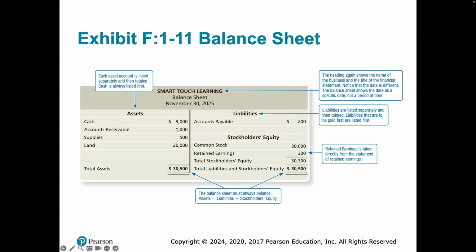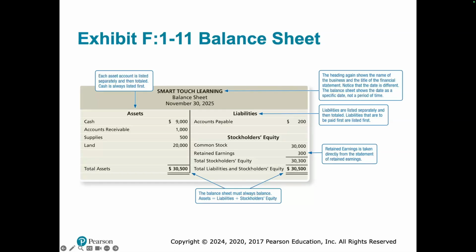Okay, so let's look at our assets. If we go look at our other transactions, we had $9,000 in cash. Accounts receivable is 1,000, supplies is 500, and land is $20,000. We take that, we get 30,500. Now we need to look at our liabilities. We had $500, we paid it down, and so now we have $200 in accounts payable.